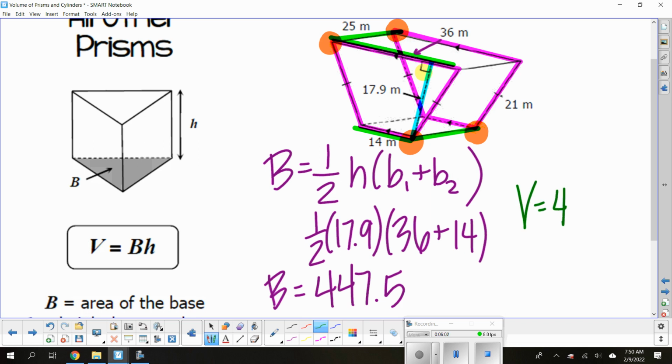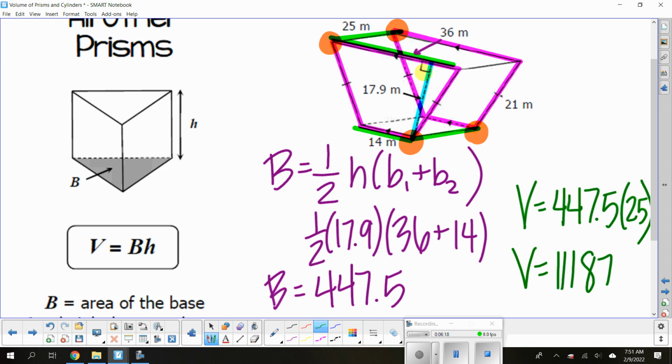So I'm going to take that 447.5 and multiply it by the height of the prism, and we will get 11,187.5 millimeters cubed. Again, we have multiple dimensions. We have height in the area, we have base in the area, and then height of the prism.